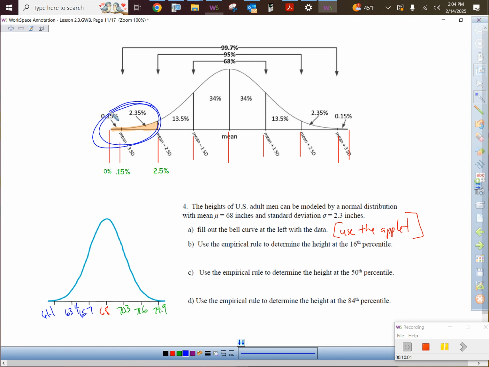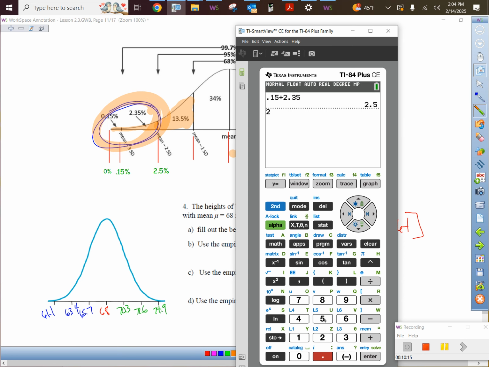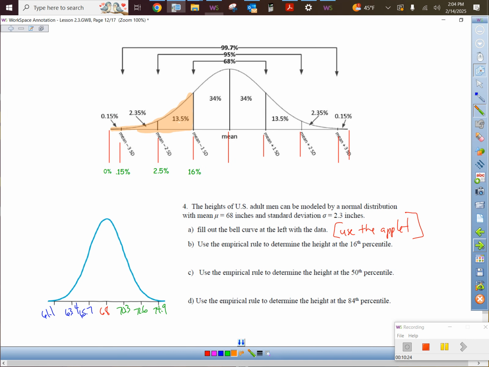13.5, because what I want to do now is go to this next guy and add this other orange section in. So I got to add all that, which is 2.5 plus 13.5. How much? 16. Sorry, I hit the wrong button right there, but 16 is the correct number, right? And then here's an easy one.